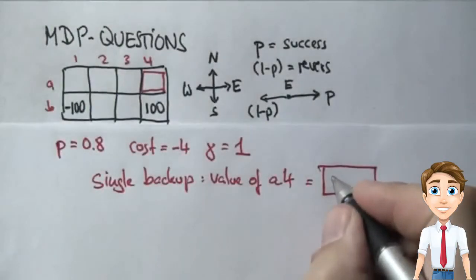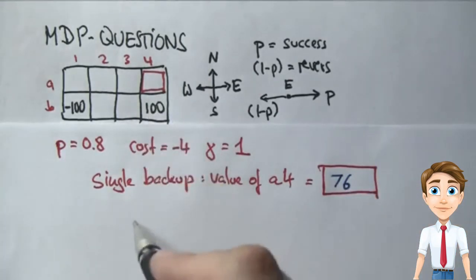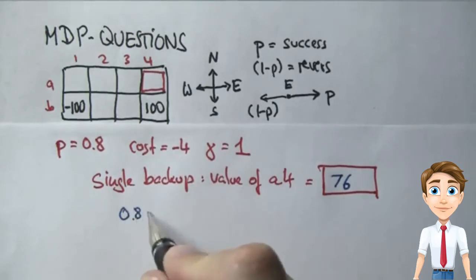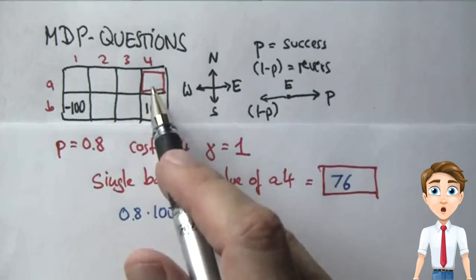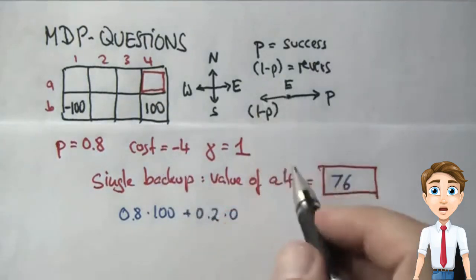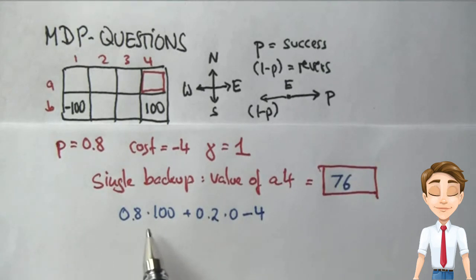And the answer is 76. The value over here is maximized for the south action, which we reach with 0.8 chance. With 0.2 chance, we'll stay in the same state for which the initial value was 0. And we subtract the action cost of 4, which is 80 plus 0 minus 4 is 76.